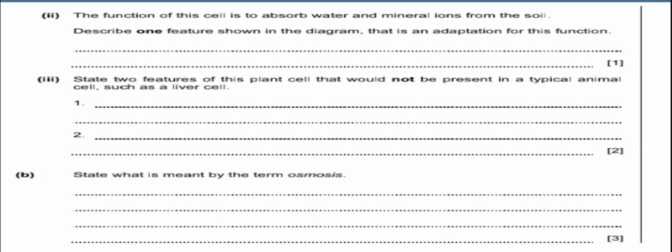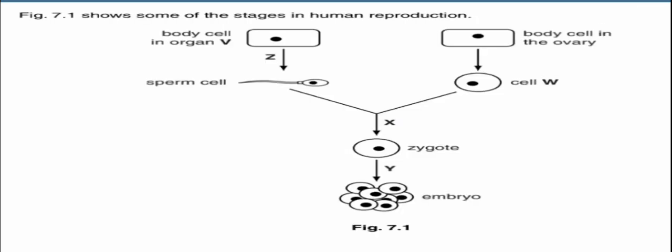See the next question. The next question is coming from reproduction, and it is saying, figure 7.1 shows some of the stages in human reproduction. So here we have the body cell in organ V undergoing process Z to produce the sperm. So now what is process Z? Process Z, it is the cell division.